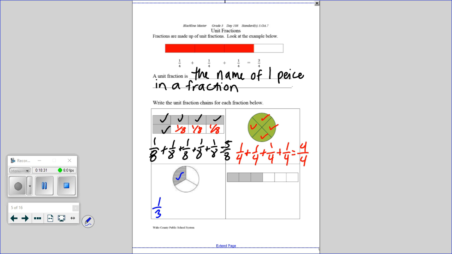Draw our rectangle model. It is broken into 6. I know that's hard.